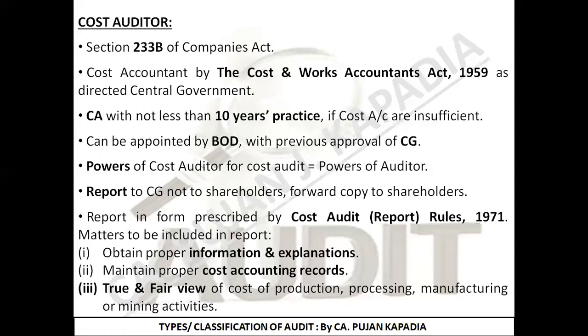For those remaining purposes, it is clearly written that if the cost accountants are not adequate in number, then and only then who can take over? Chartered accountants with not less than 10 years of practice experience, if cost accountants are insufficient. It means first priority is definitely given to the cost accountants. If cost accountants are insufficient, as I told you in the example, there is a requirement of 10 lakh, but there are only 7 lakh in number.